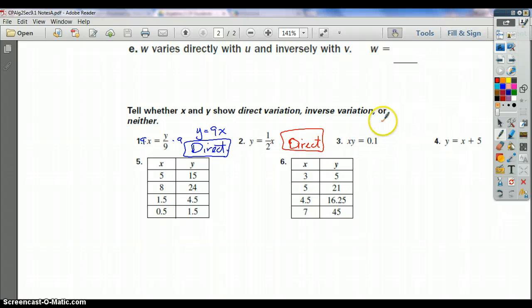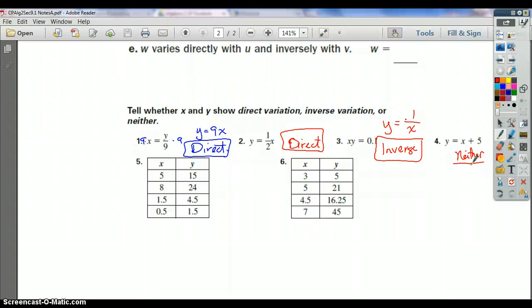Here you go with 3. Y equals 0.1 divided by x. This is inverse variation because x is located on the bottom. And then here we go. This would be neither. That is not direct variation. This is a linear equation. Okay? So recognize that when you have plus or minus on the end here, all bets are off. That's not direct variation. Or inverse variation for that matter.